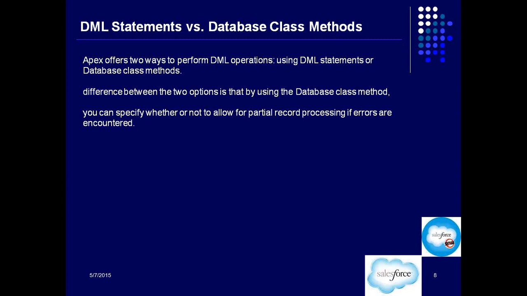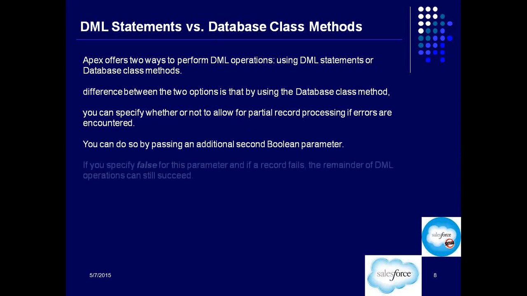So you can specify whether or not to allow for partial record processing if errors are encountered. So if there is an error encountered, you have an option using the database class method to allow partial record processing. Make sense, right? You can do so by passing an additional second Boolean parameter. So there's a Boolean parameter for the database class method where you have that option of defining it as true or false.